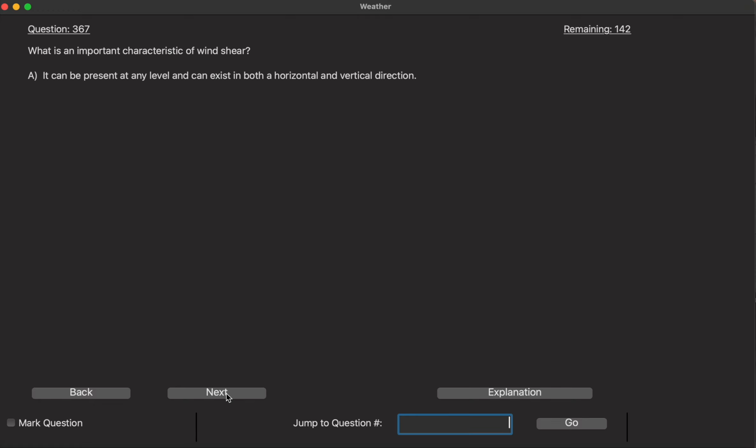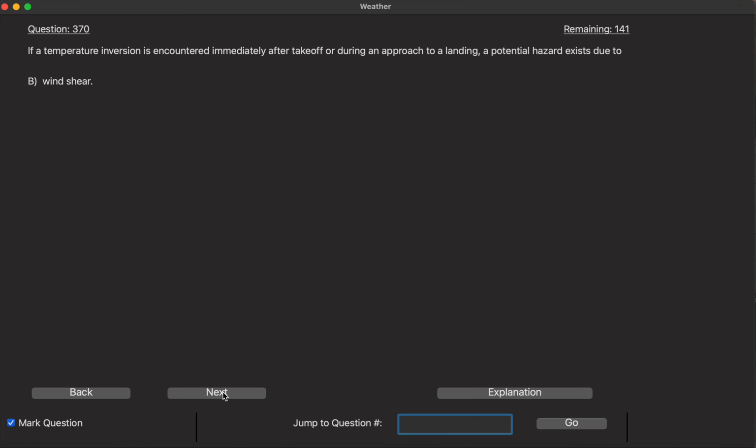What is an important characteristic of wind shear? It can be present at any level and exist in both horizontal and vertical directions. If a temperature inversion is encountered immediately after takeoff or during an approach to landing, a potential hazard exists due to wind shear.